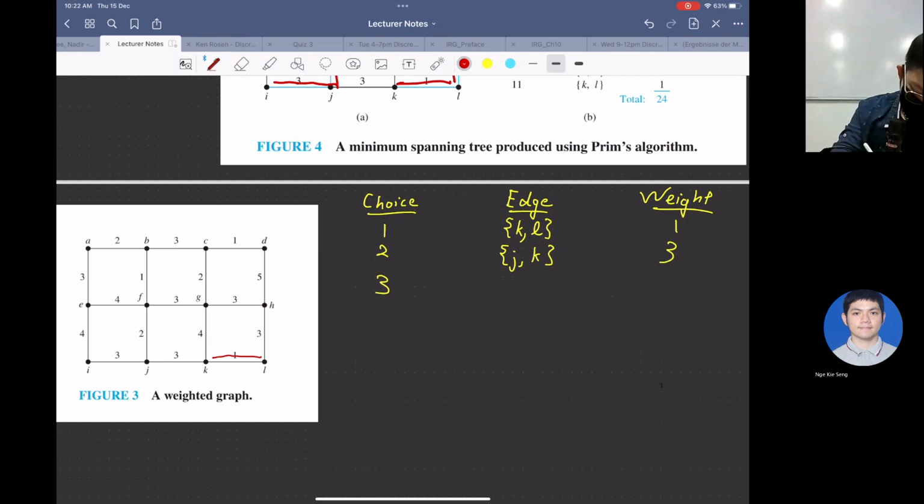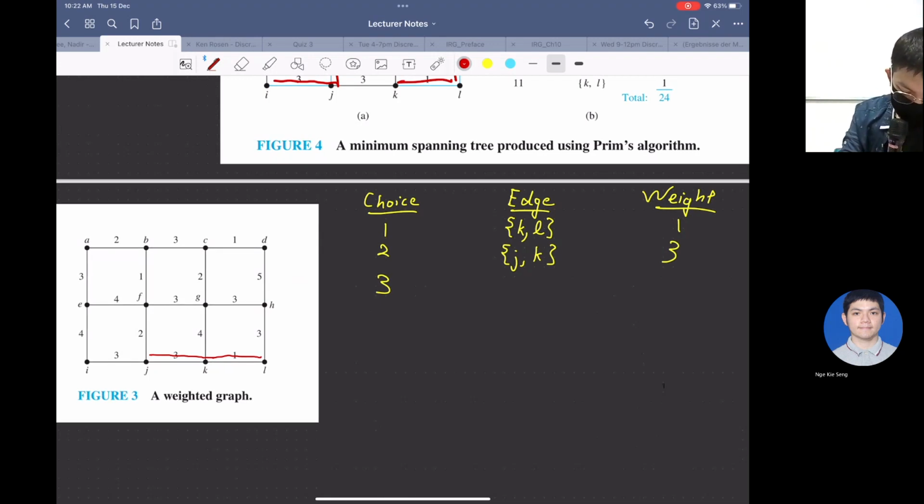How about next? FK, FJ, FJ, right? Right, because all are 3, 4, 2, 3. So 2 is the least one. You have to pick J is 2. Next, FB. FB. Okay, FB is the least one.